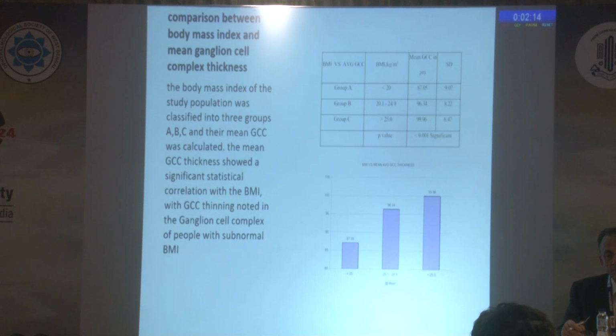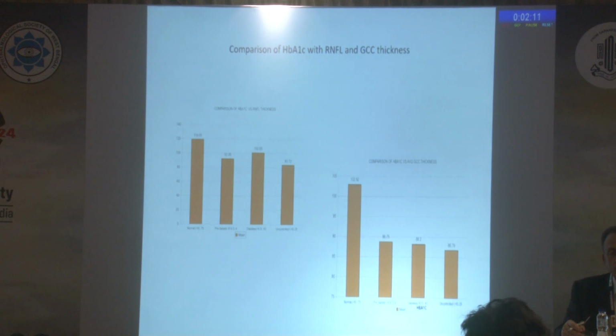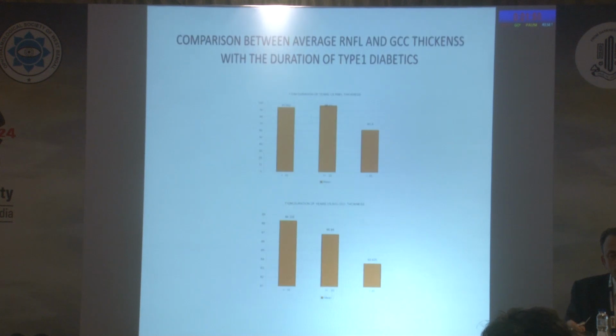This chart shows the comparison of HbA1c value with RNFL and GCC thickness. Based on the HbA1c value, the study group was classified into 4: normal, pre-diabetic, diabetic and uncontrolled diabetic. From this, it was shown that the diabetic and pre-diabetic groups have thinning in the RNFL and GCC. Based on the comparison between the average RNFL and GCC thickness with the duration of type 1 diabetes, patients with more than 20 years of diabetes show thinning in the inner retinal layer.